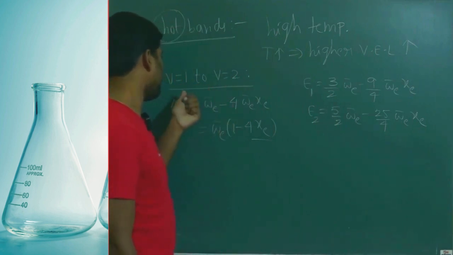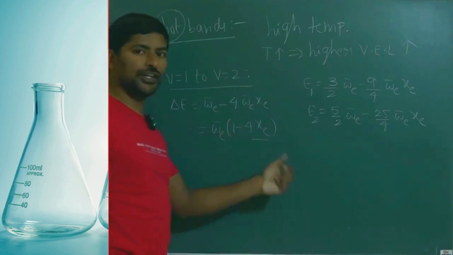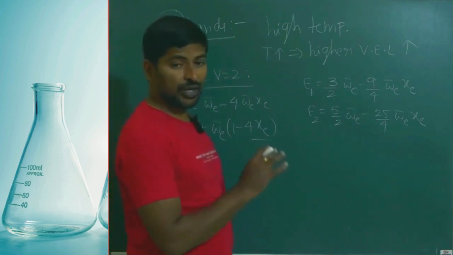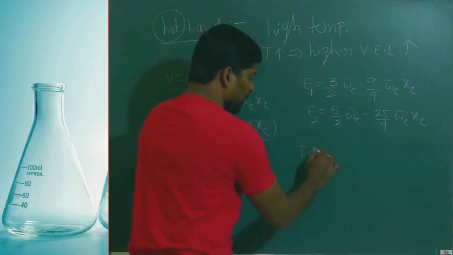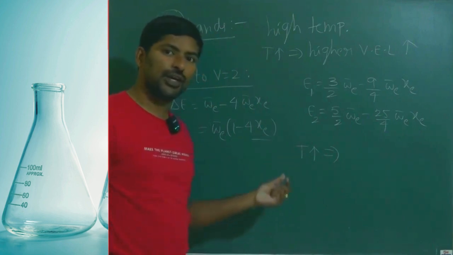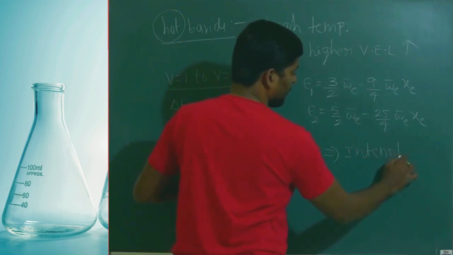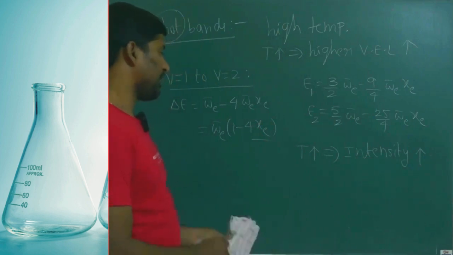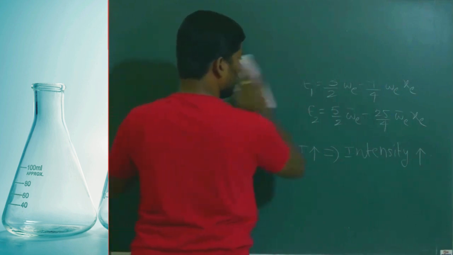This is one example. The first hot band, that is V equal to 1 to V equal to 2, is observed at omega bar E into 1 minus 4 XE. How can we confirm whether hot bands are present in our spectrum? We have to observe the same spectrum at different temperatures. Whenever we increase the temperature, if the intensity of a signal increases, that indicates that it corresponds to a hot band.